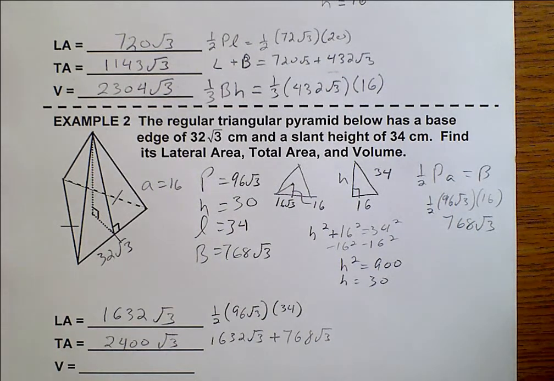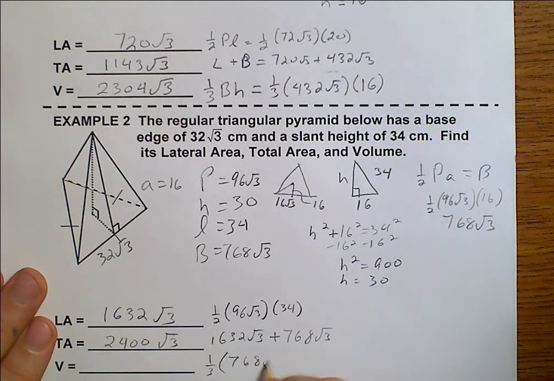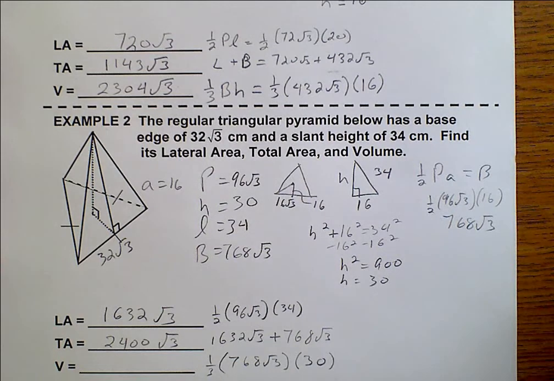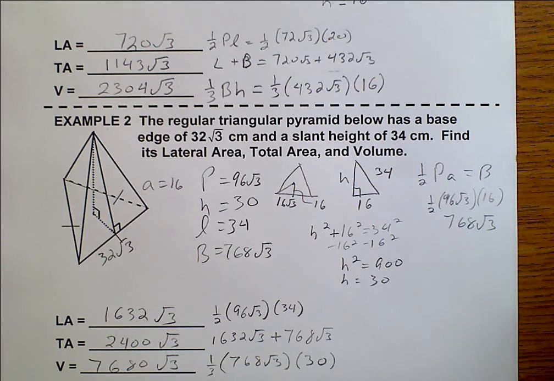Now our volume is going to be 1/3 of that base times our height. And that gives us 7,680 on the square root of 3. And so that's example number 2.